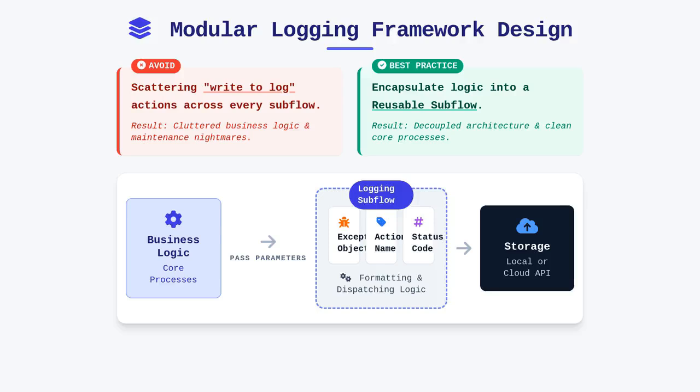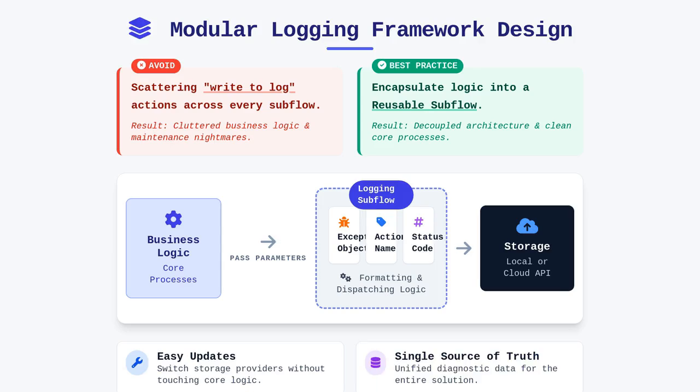This decoupling allows you to update your logging infrastructure, such as switching from local text logs to an API call for a cloud logger, without touching the core business logic. It reinforces the principle of having a single source of truth for all diagnostic data within your solution.